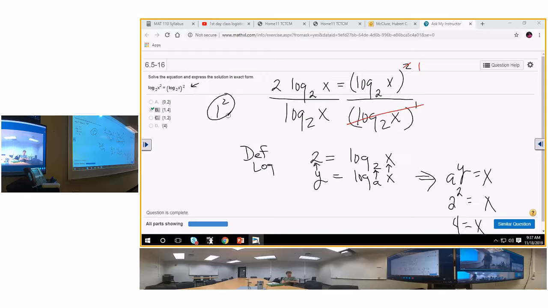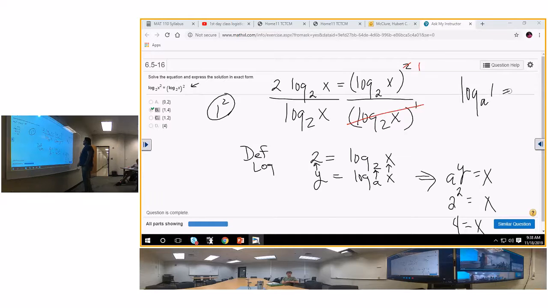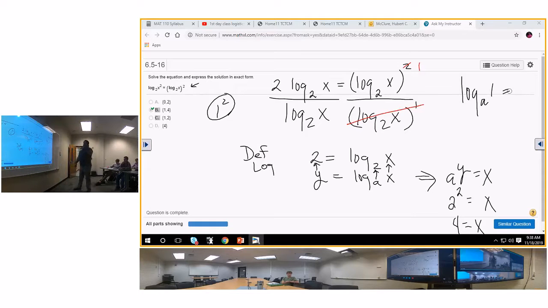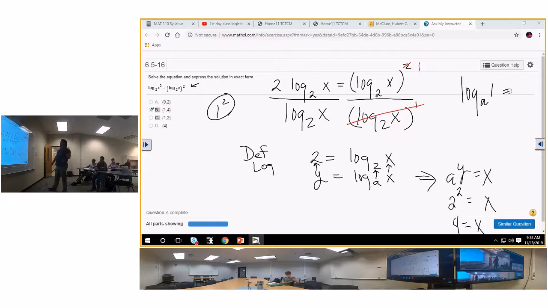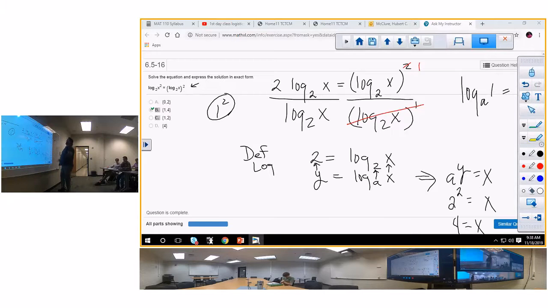Because what's the log of 1? And what's the log of 1 squared? It's going to be the same. You can't use 0 because you can't take the log of 0. Go back to your property. What is the log base anything of 1? 0. So you're going to get 0 is equal to 0.